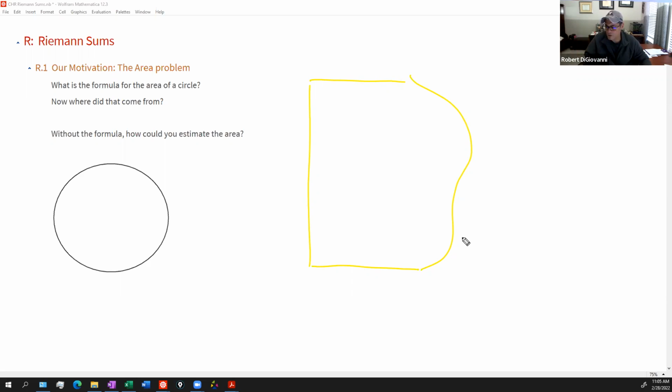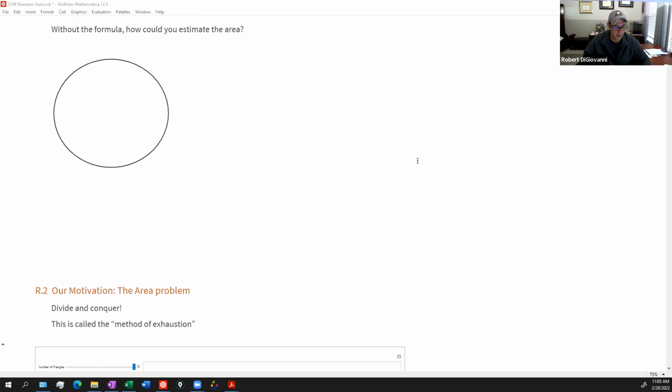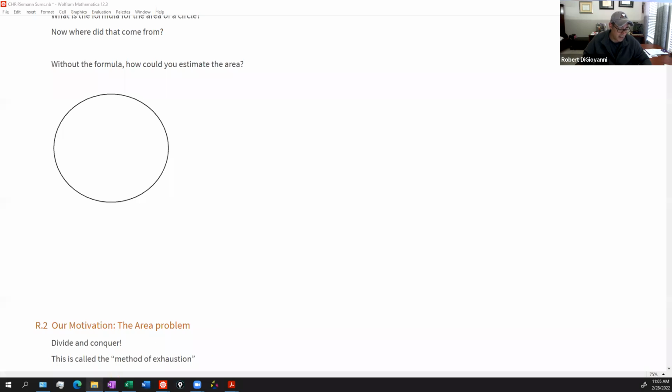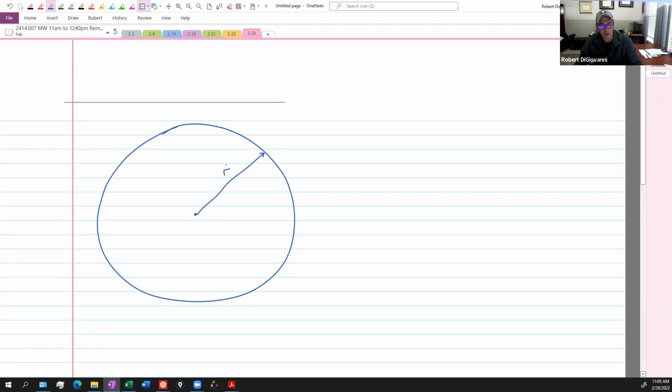There are many ways to approach this. One way would be to do what the Chinese did. What the Chinese did was they said, okay, we're going to take a circle. And they knew the radius, whatever it is, call it R. They knew it because they could just put a stake in the middle of the ground and a rope or a string, and draw out a circle. So they knew the radius, they just didn't know what the area was.